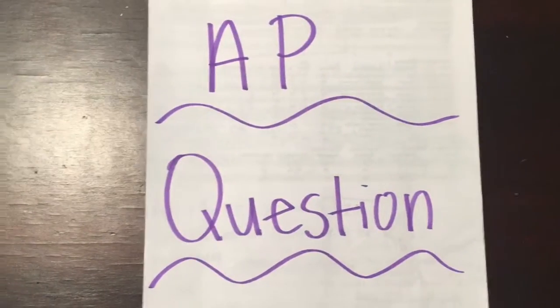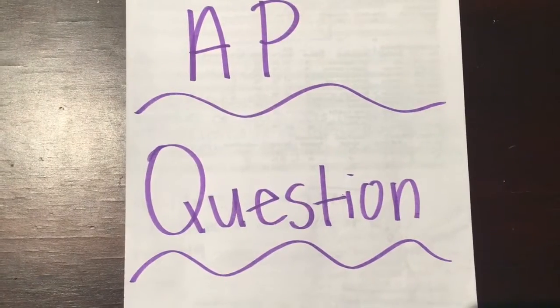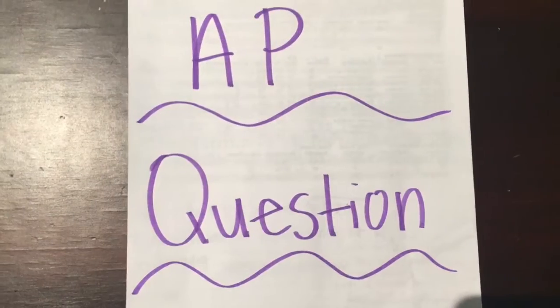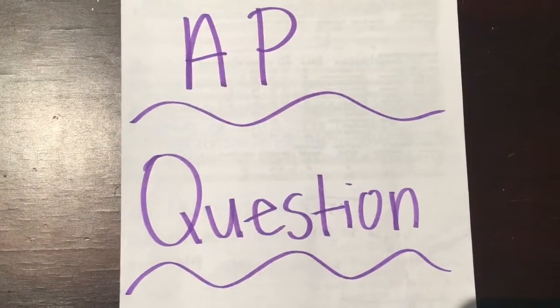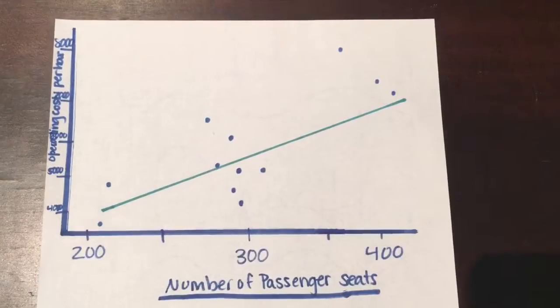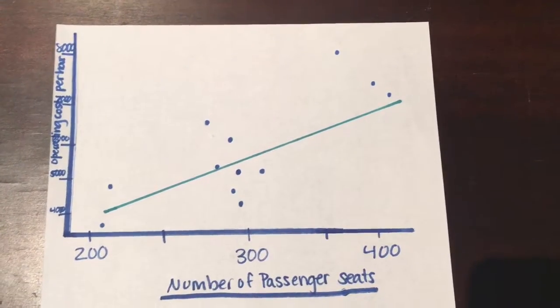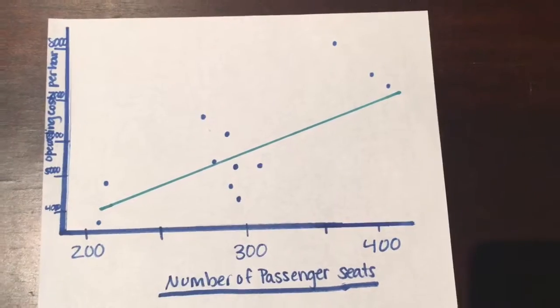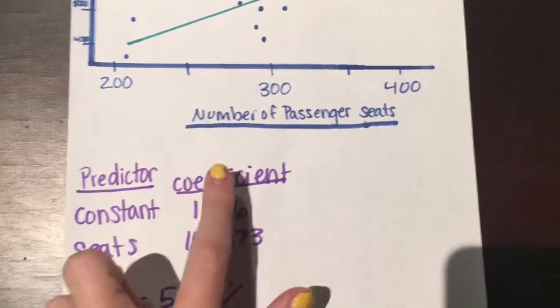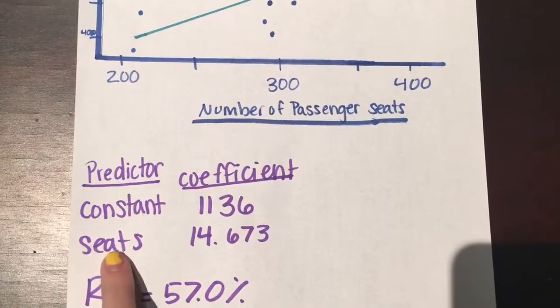Operating costs per hour range between $3,600 and $7,800. Some computer output from regression analysis of these data is shown below. Here is a graph that I sketched from the one that they gave us. Here's the information that it gave us. It gave us a predictor and a coefficient for the constant and the seats.